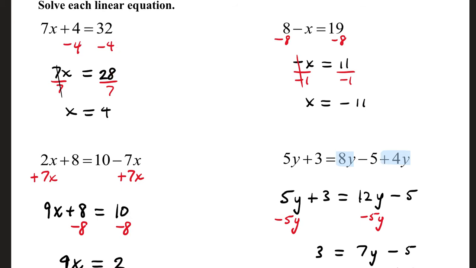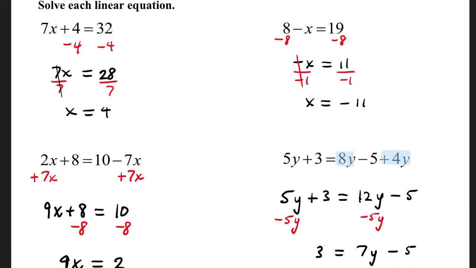Once you have separated variable terms from numerical or constant terms, then you can use division to remove the coefficient. So that's 7 times x. The opposite of multiplying by 7 is to divide by 7. Dividing both sides by 7, 7 divided by 7 is 1. x equals 4. And 4 is the only value of x that makes that statement true. And so that's called a conditional equation.